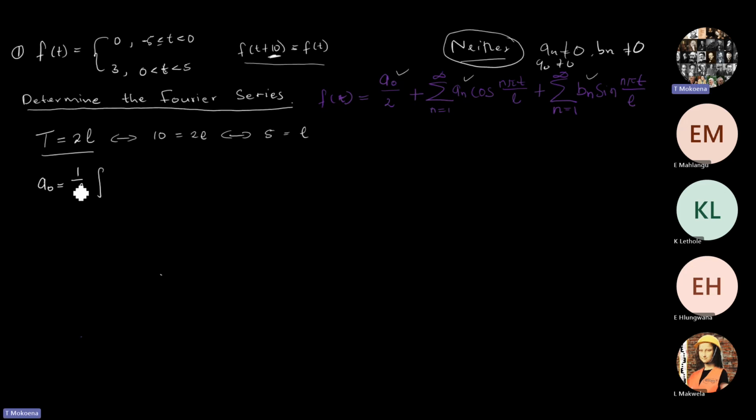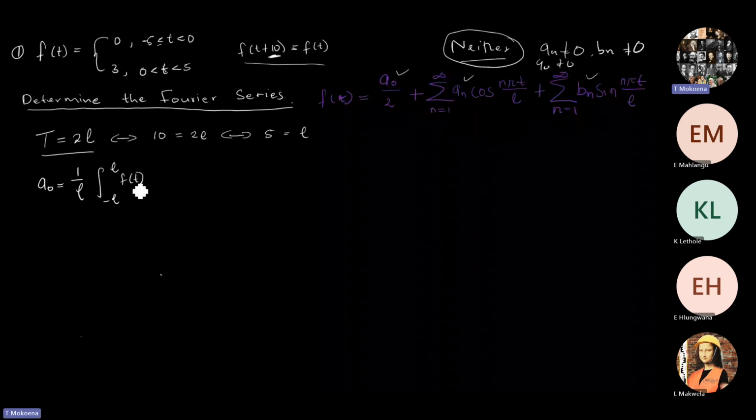The reason being, I am not working with a half-range function. If I were working with a half-range function, here I would write 2 over L. But here I'm not working with a half-range function, therefore I'm writing 1 over L. Let's be careful on that one. Okay. And then here we have the bound L, whereby we're going to have f of t, which is our function, multiplied by dt. So this is the equation that we use to determine A sub naught, which is what we are looking for.